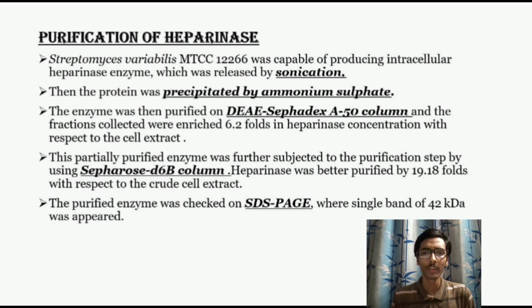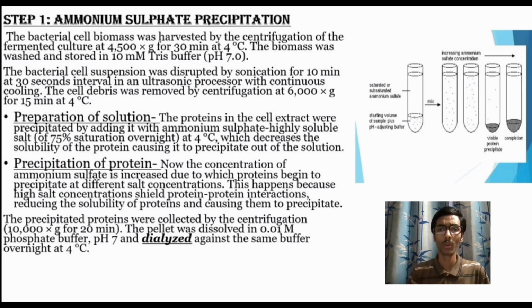So now let's take a look at the different techniques used for the purification of heparinase enzyme from Streptomyces variabilis MTCC 12266. First, ammonium sulfate precipitation. Second, DEAE Sephadex A50 column chromatography, which is a type of anion exchange chromatography. Third, Sepharose 6B column chromatography, which is a gel filtration chromatography. And at last, its molecular weight determination by SDS-PAGE electrophoresis. So now let's discuss each purification technique in detail.